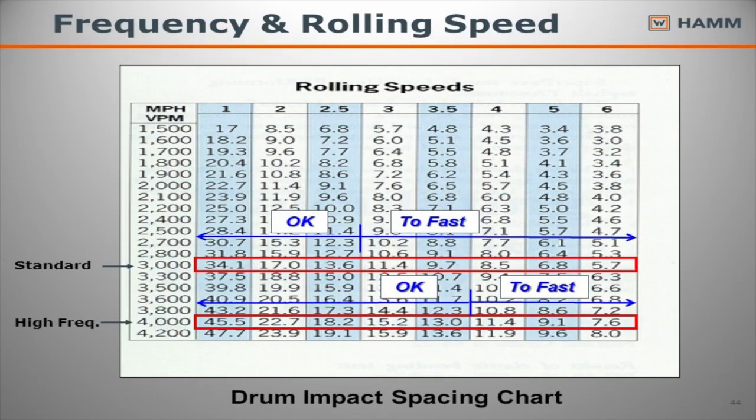This is another little sheet. A standard vibratory roller is a max of 3,000 VPM. If we look at this chart, we have rolling speeds up on top. We have our impact spacing down here. You can see at about 2.8 miles per hour, I'm going to be around 12 impacts per foot. Now if I go to a high frequency roller, which is around 4,000 VPM, it gives me the ability to go a little bit faster, maybe 3.8, but still maintain that 12 impacts per foot.